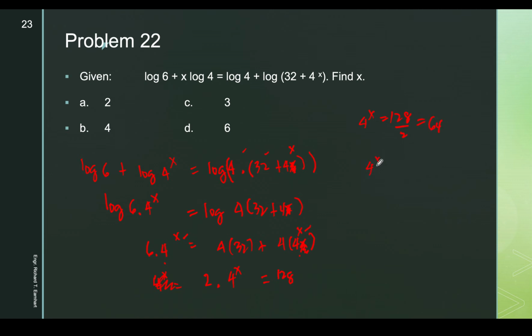And 64, okay, is, wait, so this is 4 times 4 times 4, so this is 4 cubed. Okay, this is 4 cubed, and therefore x must be equal to 3. So the answer here is 3.